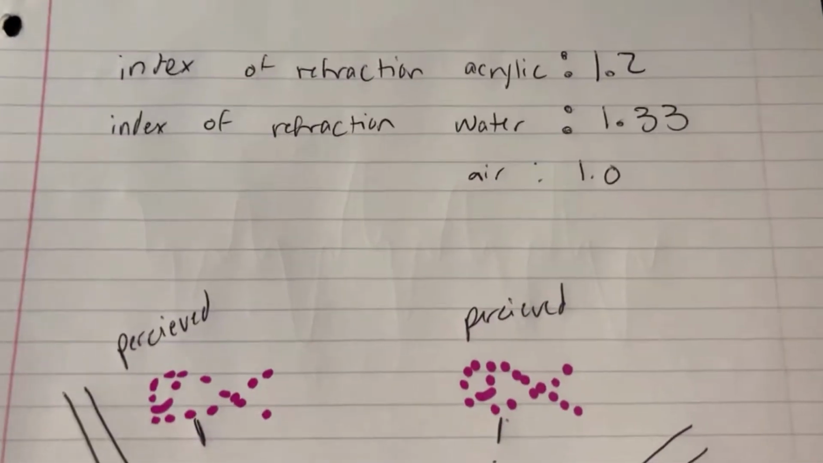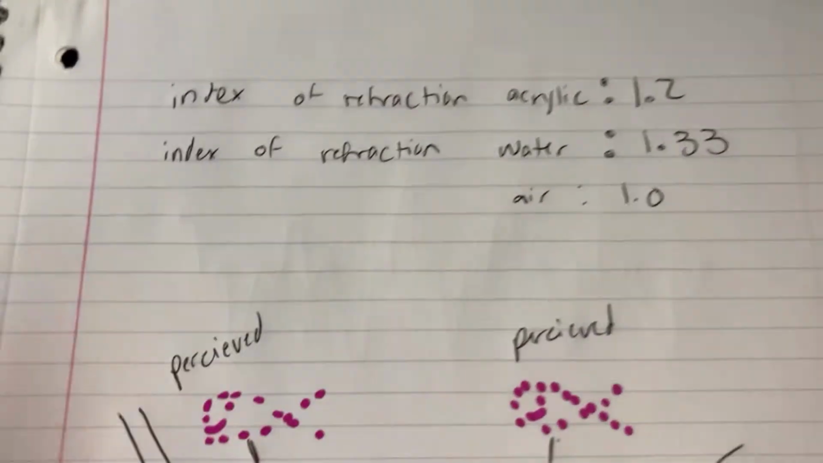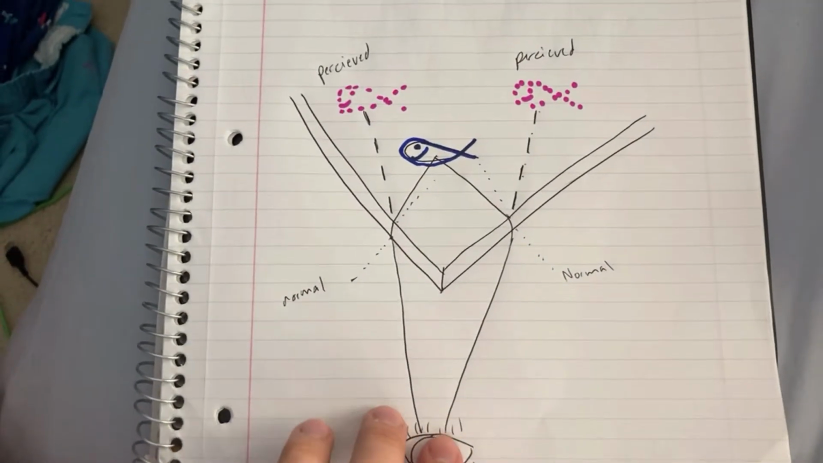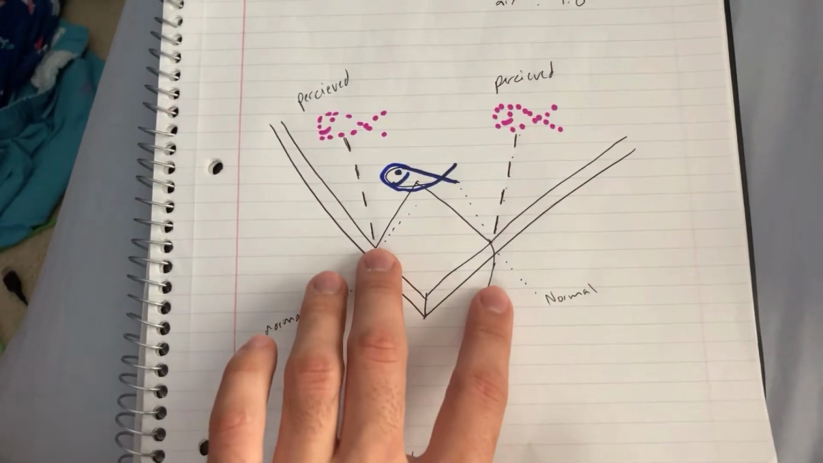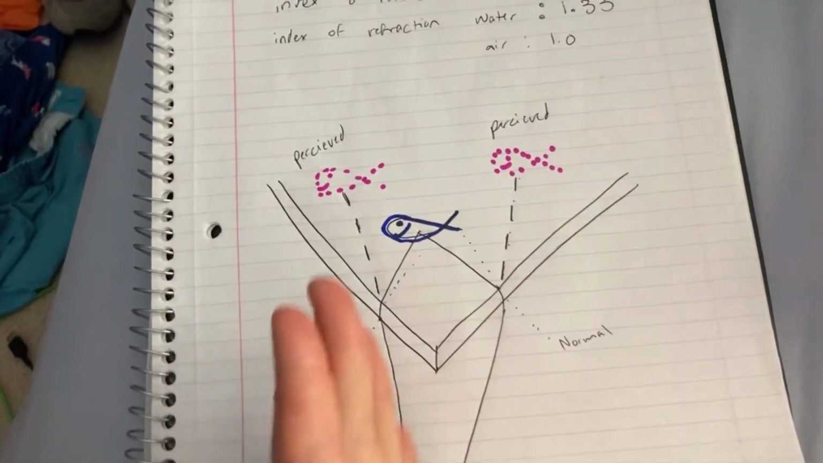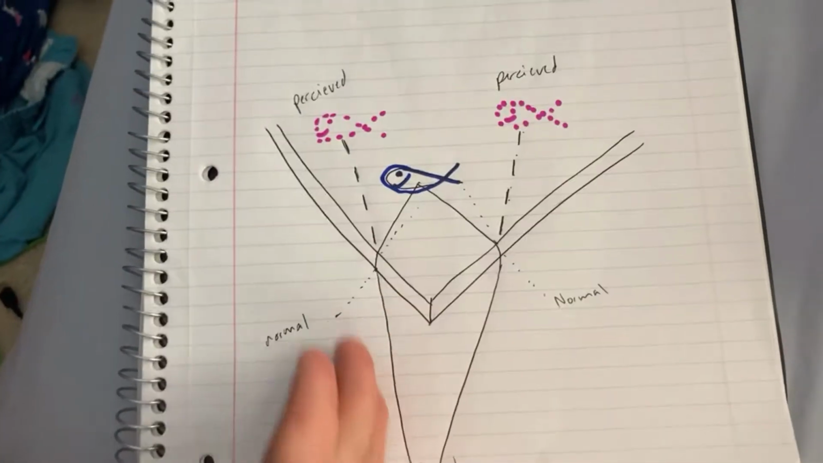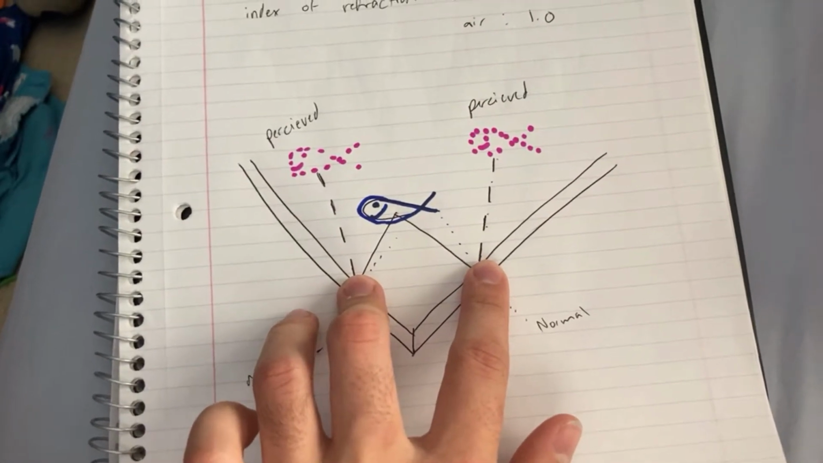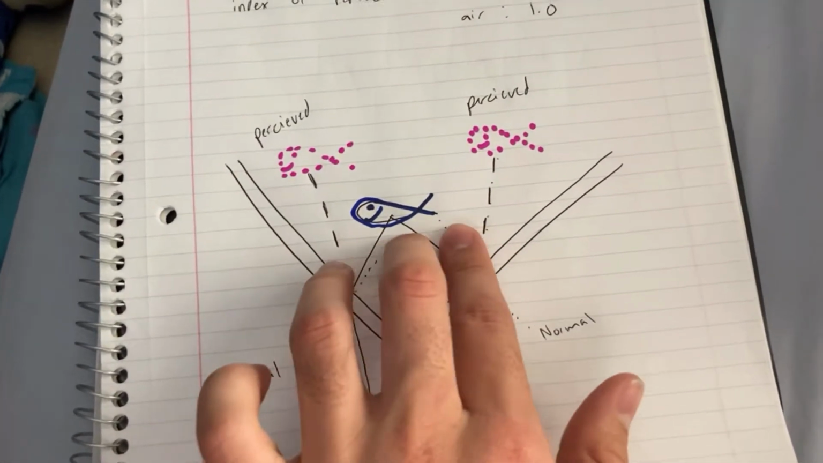So I put in all these indices of refraction. I'll do the math of that in a second. And I also put up a little diagram of how the fish is going to look from the lens. So the same fish, it's going to look like it's both here and here, but it's really here just because of how the light is coming from your eye and how it's hitting the acrylic and then the water and how it's going to change, but how the fish is really in the middle.